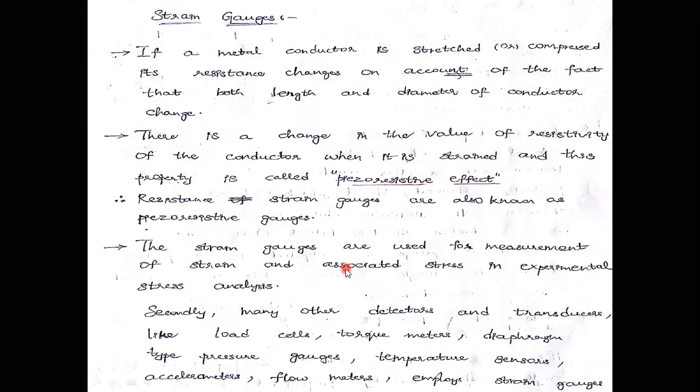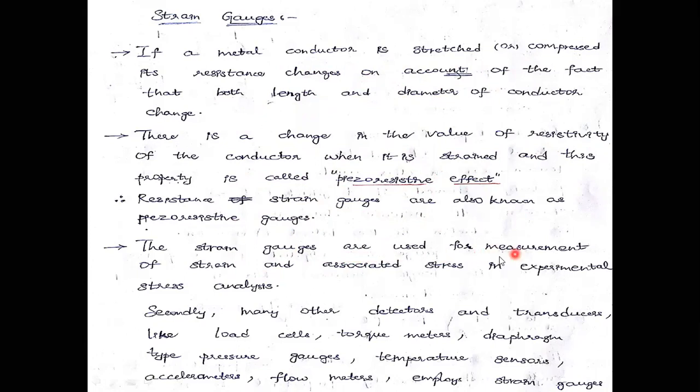This is my notes actually. If a metal conductor is stretched or compressed, its resistance changes on account of the fact that both the length and diameter of the conductor changes. This point we have already seen. There is a change in the value of resistivity of the conductor when it is strained, and this property is known as piezoresistive effect. Resistance strain gauges are also known as piezoresistive gauges.